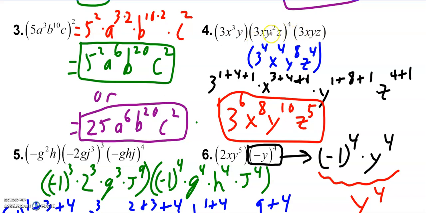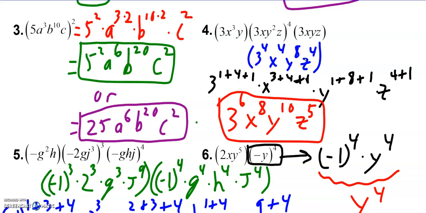For number 4, we've got a lot going on here now. So we're multiplying bases, just like we did in problems number 1 and 2, but we also have exponents raised to exponents, just like we did in problem number 3. So the first thing I did was I actually simplified this middle grouping. So I made this 3 to the 4th, x to the 4th, y to the 8th, because it was 2 times 4, and then z to the 4th.